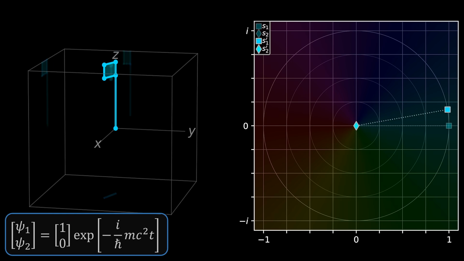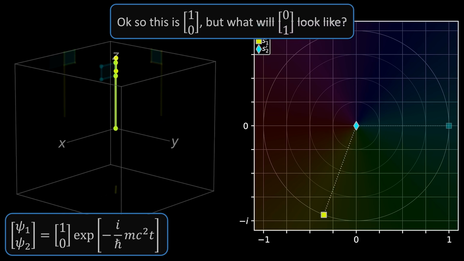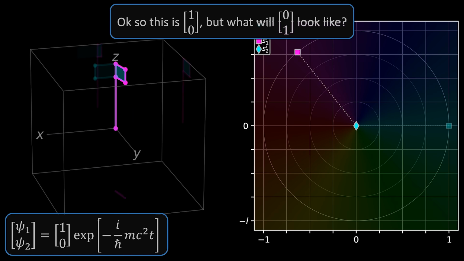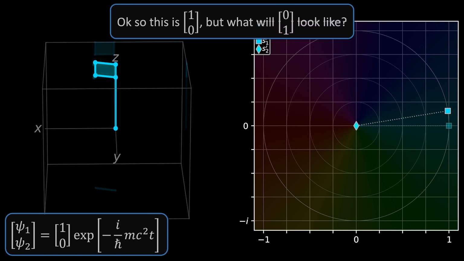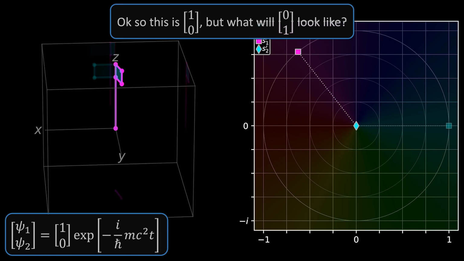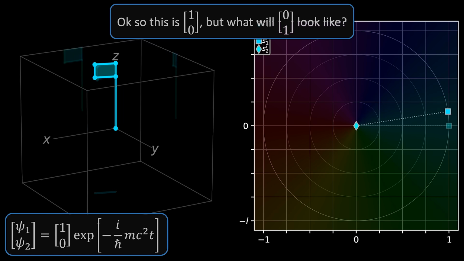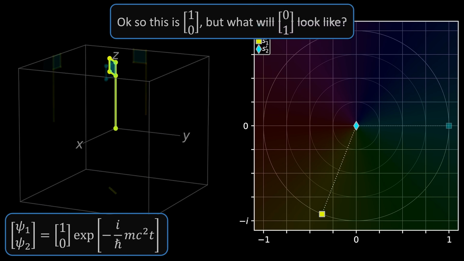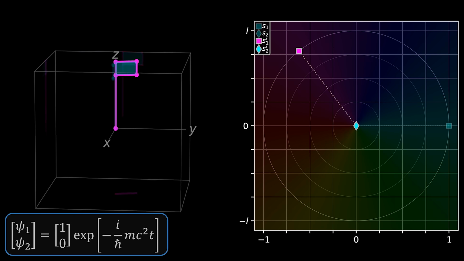So right now, in your mind, before you see it on your screen, I want you to imagine what the 0-1 solution is going to look like. That is, the spin-down electron. How will the flag be oriented? And how will it be rotating? And what will the spinor look like in the complex plane? Are you imagining it? Are you examining the solution with your mind's eye? Are you visualizing the solution? Okay, let's see if you were right.